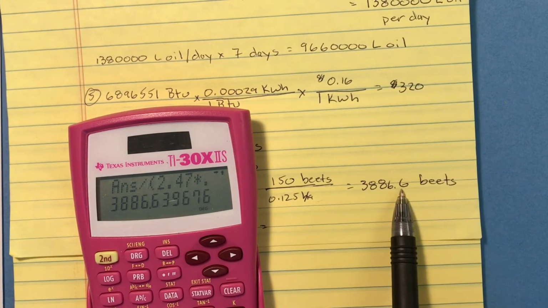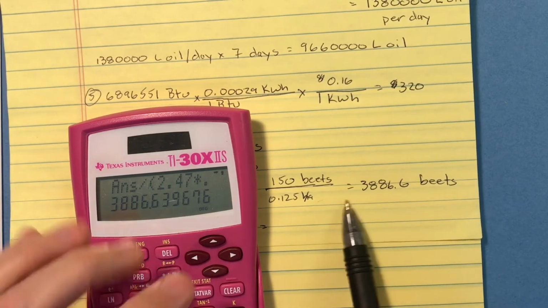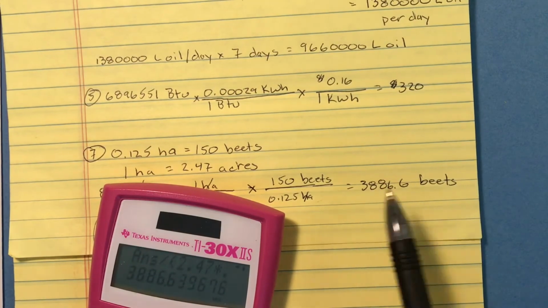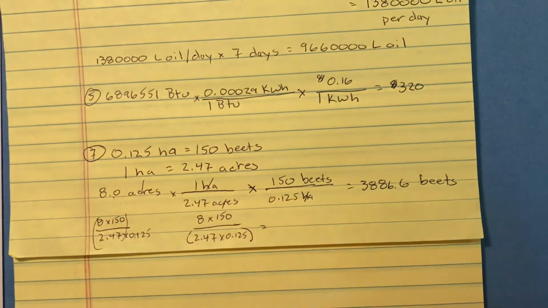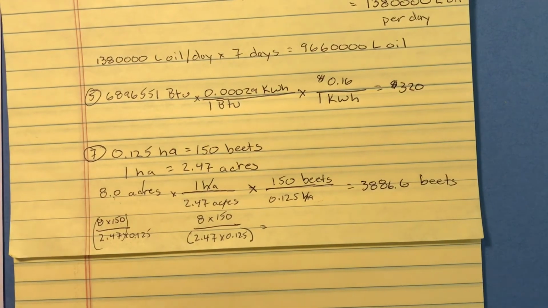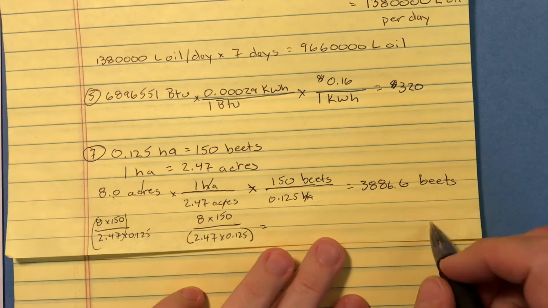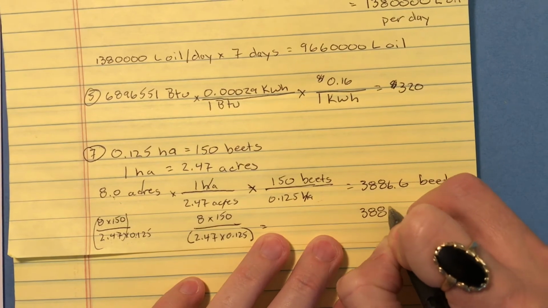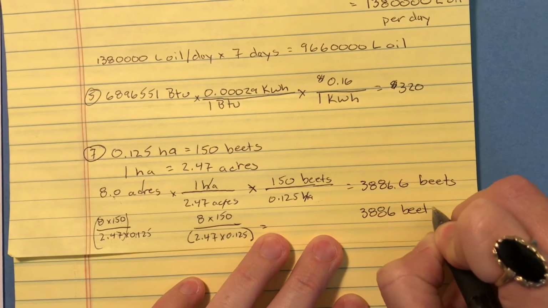Here is where you also have to use intelligent rounding. You cannot have a fractional beet. A beet is a thing, right? Even if it's like a little stunted beet, it's still a beet. So what is the question asking you? How many beets can you grow? This is the maximum number of beets that you can grow. So if you were to follow normal rounding rules and say 3887, that is one too many beets. You cannot have more than 3886.6 beets there. So that means that you must round down, which is the intelligent rounding, 3886 beets.